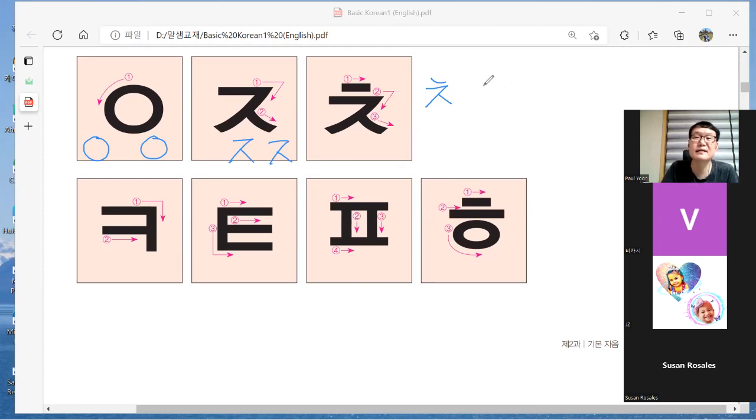Write this like this: 1, 2, 3. And someone writes like this: 1, 2, 3. There's no problem. You can use both ways. Okay. No problem.